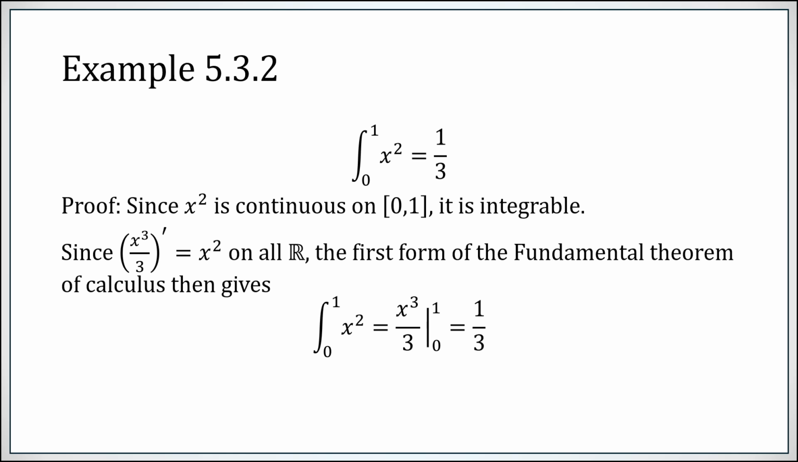Just to remind people who haven't seen the notation in a while, this notation right here, where you have a function with a big bar on the right and an upper and lower value, means this function evaluated here minus the function evaluated there. So 1 over 3 minus 0 over 3 gives us a value of 1/3.